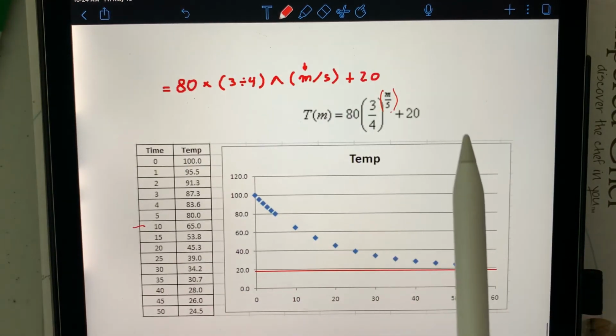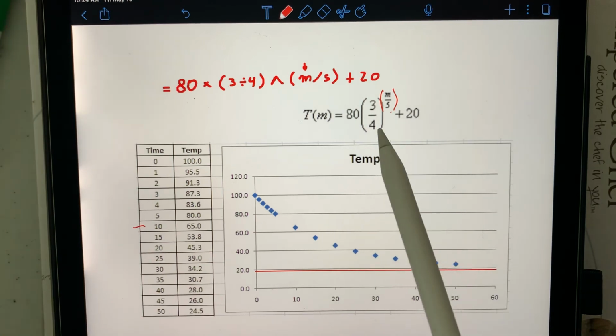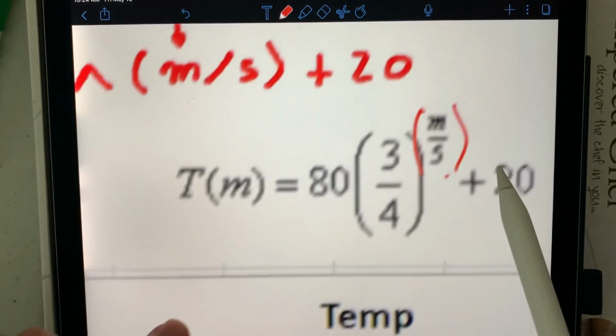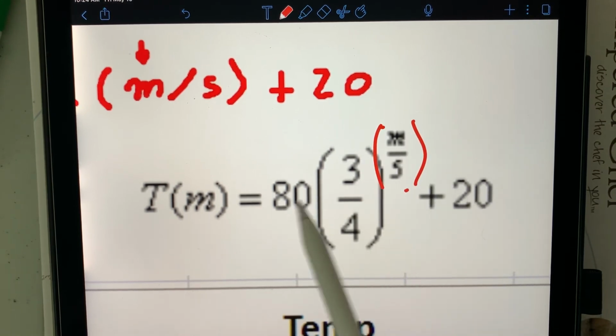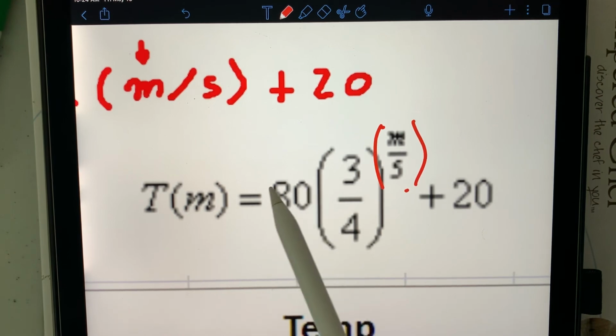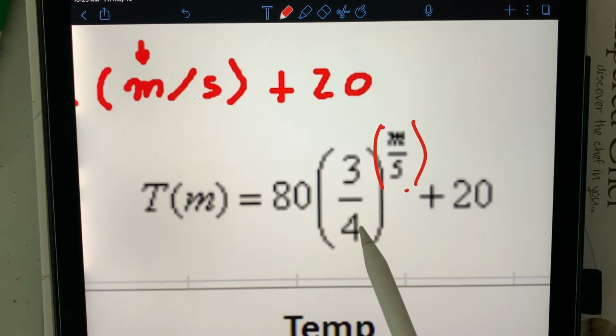I'll say it one last time. I know I'm repeating myself, but what this equation means is that I start, when this is 0, with 100 degrees. And then from the 80 degrees that I can drop all the way through to 20, I drop 1/4 every 5 minutes.